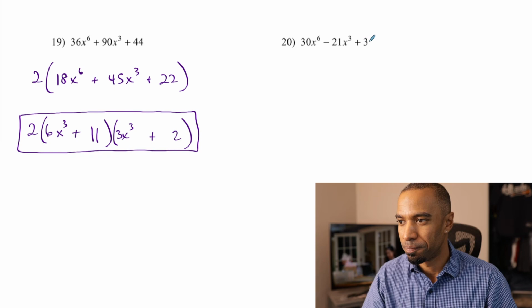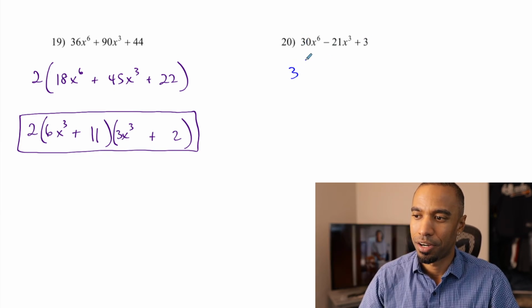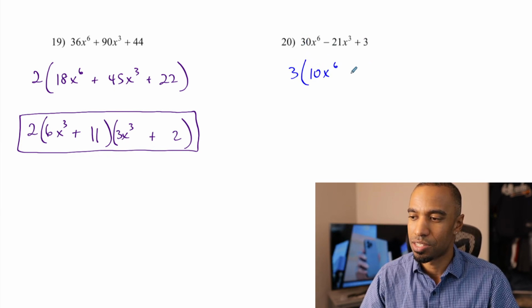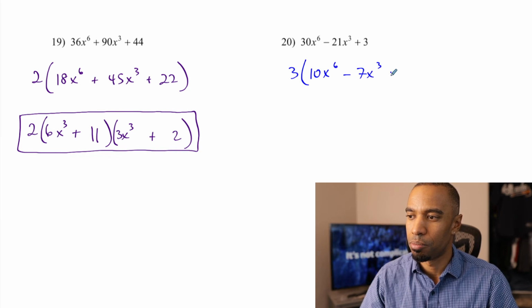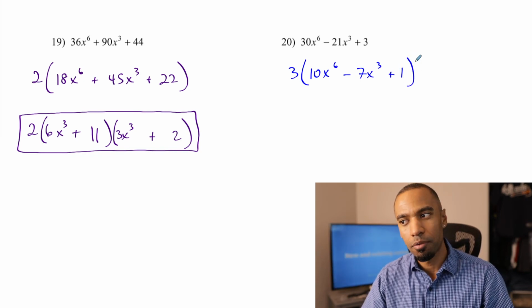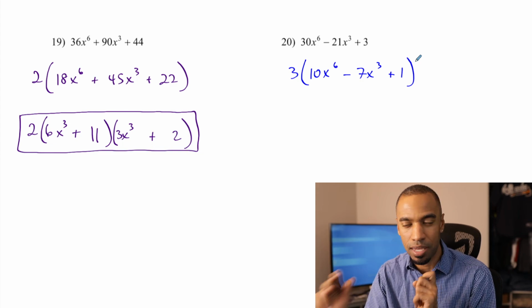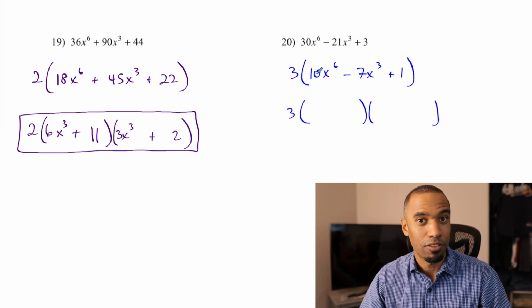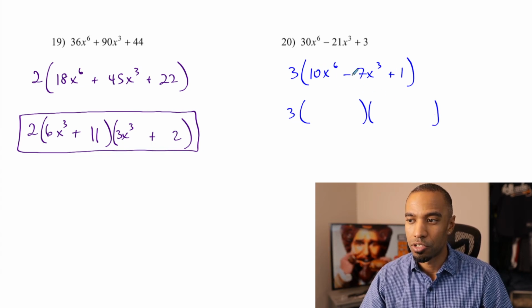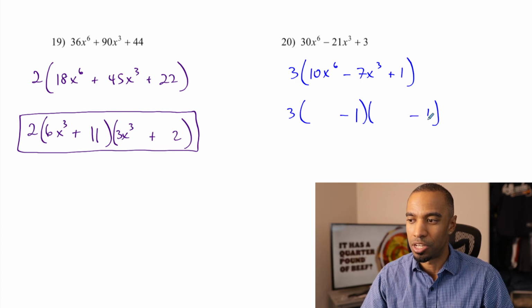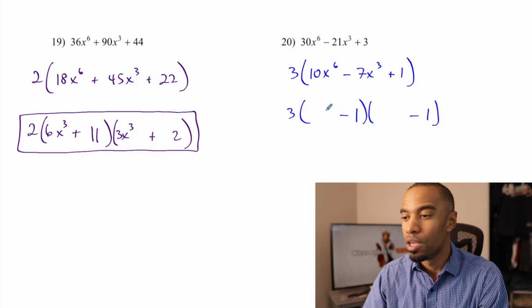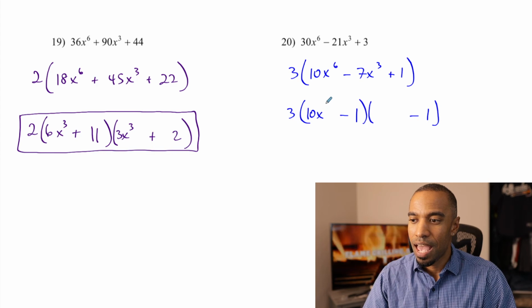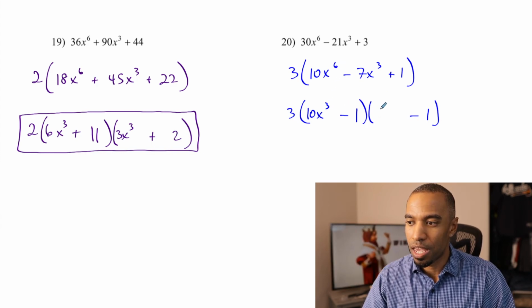And finally, we can factor a 3 out of here, and we get 10x to the 6th minus 7x cubed plus 1. I always love a plus 1 because we know that has to be a 1 and a 1. So let me spit this out for you to start. Maybe I don't know whether this is 10 and 1 or 5 and 2 yet, but I know positive product, negative sum, this is going to be a minus 1 and a minus 1. That's glorious for me.